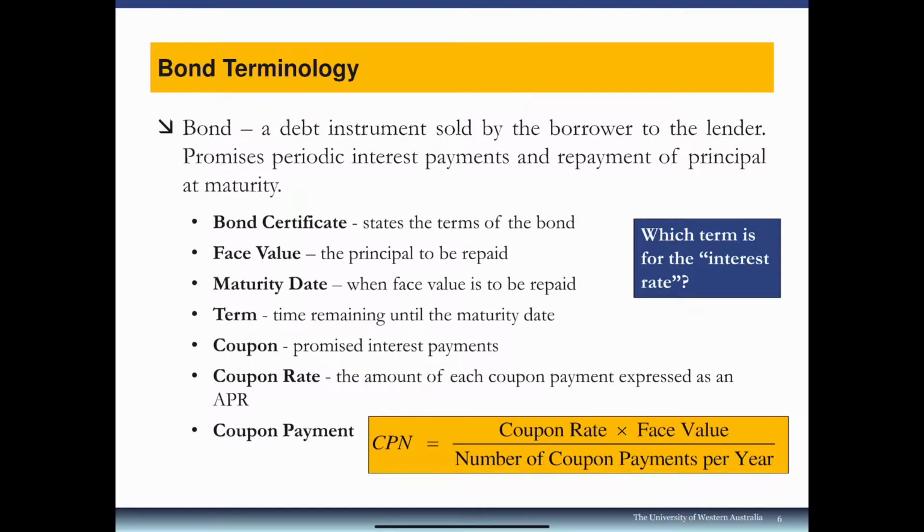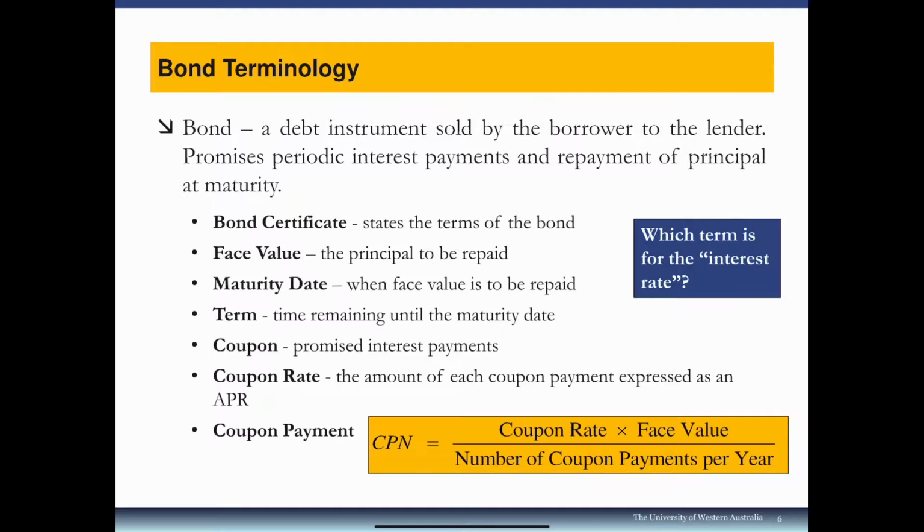Except the last payment, which is the one that involves the principal. So here we have a whole bunch of terms. We have the bond certificate, which states the terms of the bond, meaning what's going to be the face value, what's going to be the coupon, what's going to be the maturity date, and so on. That's the bond certificate. And the face value is the principal to be repaid at the end.